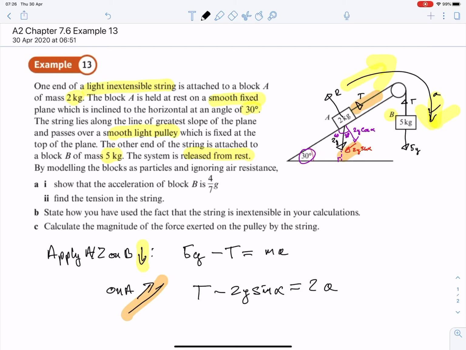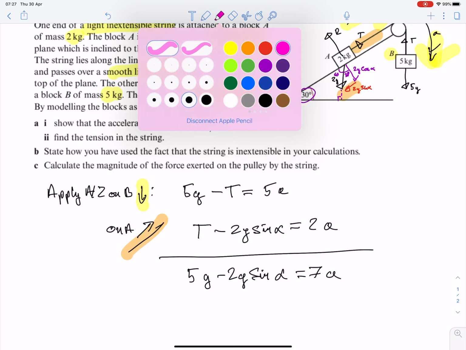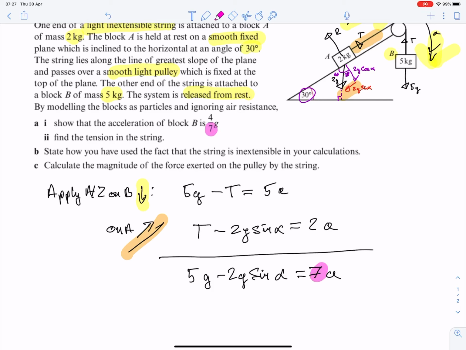Okay, so we're now going to work parallel to the plane. So we've got this acting parallel to the plane and this acting parallel to the plane. So we are going to get T up the plane minus 2g sine alpha is equal to its mass 2 times acceleration a. And since I put the 2 in there and it's made me look back at what I've done already, there's a little mistake up here. Really, that should have said 5a, shouldn't it? We want its mass in.